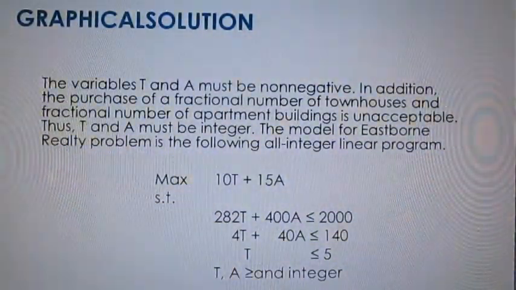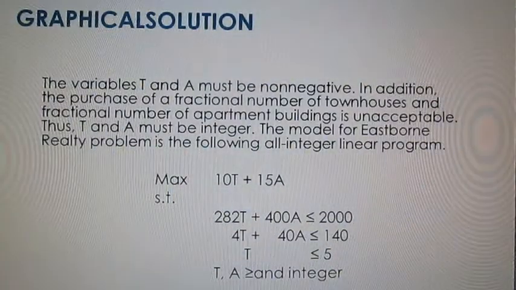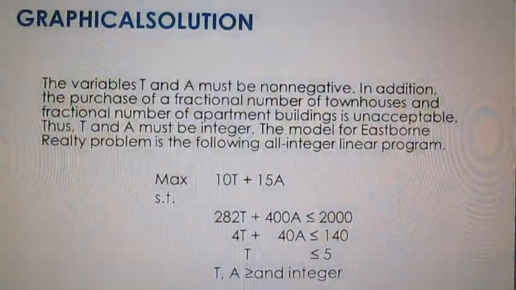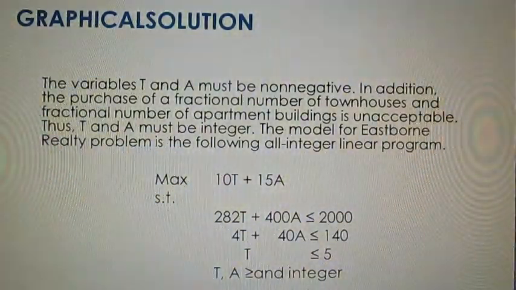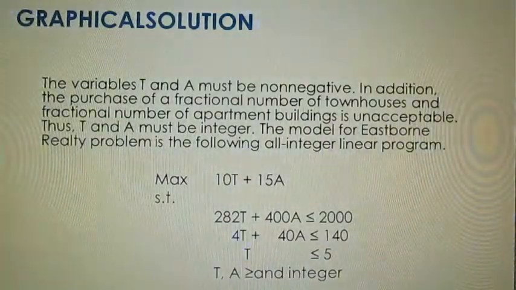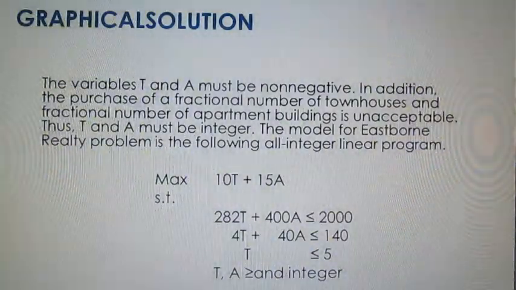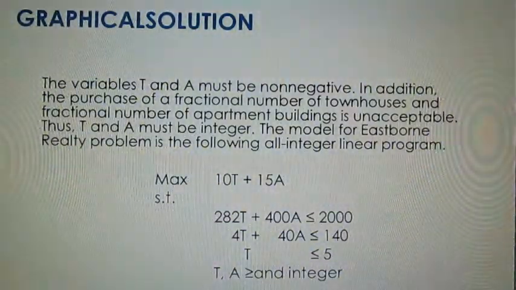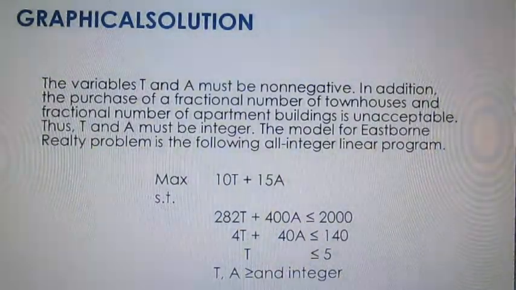The variables T and A must be non-negative. Yun yung non-negativity requirement ng linear programming. In addition, the purchase of a fractional number of townhouses and a fractional number of apartment buildings is unacceptable. Thus, T and A must be integer. The model for the Eastbourne Realty problem is the following all-integer linear program.